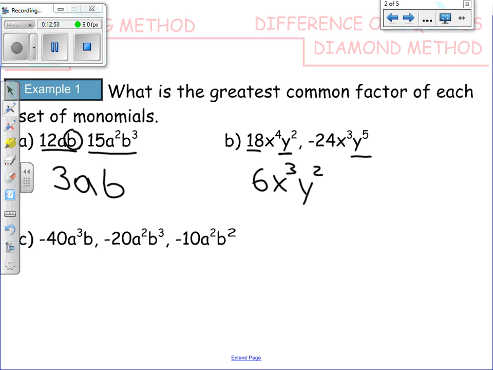Now we have 3 terms, so you have to look at all 3. What's the largest coefficient we can take out of all 3? Negative 10, because all 3 have a negative, so take out negative 10. What's the largest a we can take out? A squared. And the largest b we can take out? No, just 1. There's only 1 b in this first one.